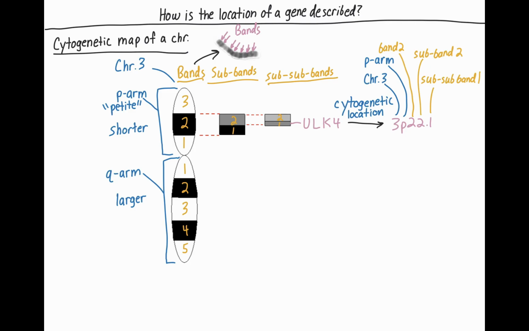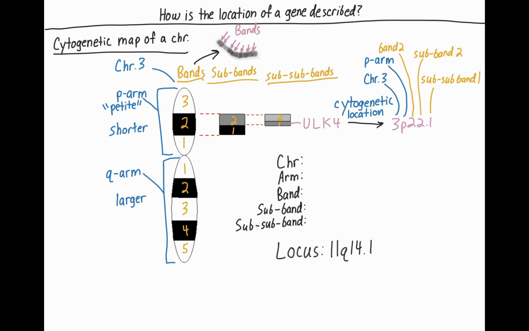As practice, write down the chromosome arm, band, subband, and sub-subband of the following locus. The locus is 11q14.1. I'll give you a moment to pause the video and give this a try. Okay, so the cytogenetic location is chromosome 11 on the Q arm in band 1, subband 4, in sub-subband 1. And if you made the attempt, well done.